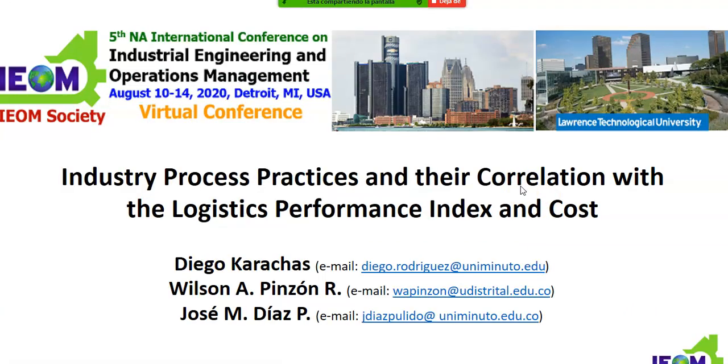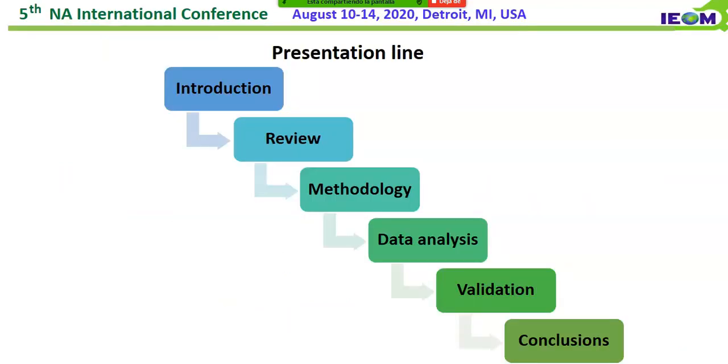The title is industrial process practice and the direct correlation with the logistics performance index and costs. The presentation outline is introduction, review, methodology, data analysis, validation, conclusions.